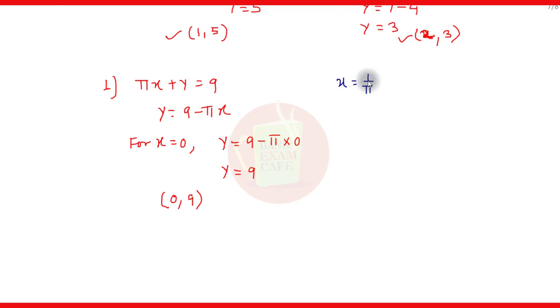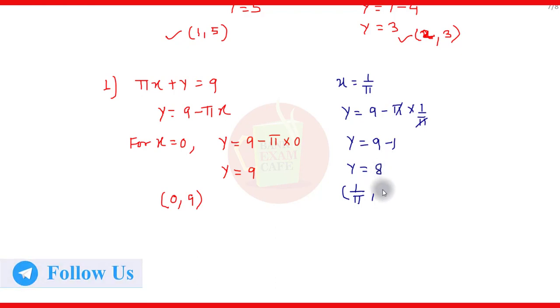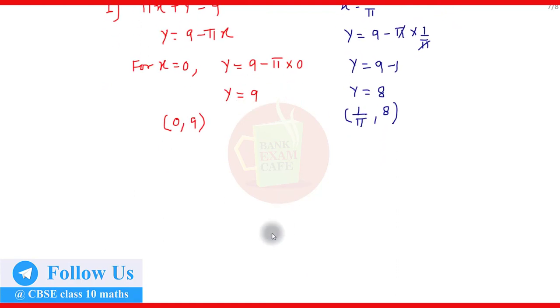So for the value of x is equal to 1 upon pi, the value of y will be equal to 9 minus pi into the value of x, that is 1 upon pi. So this pi and pi will get cancelled and you will get 9 minus 1. So y is equal to 9 minus 1, and therefore y is equal to 8. So here we have got the value of y as 8, and so the second set of solution is: for the value of x as 1 upon pi, the value of y is 8.